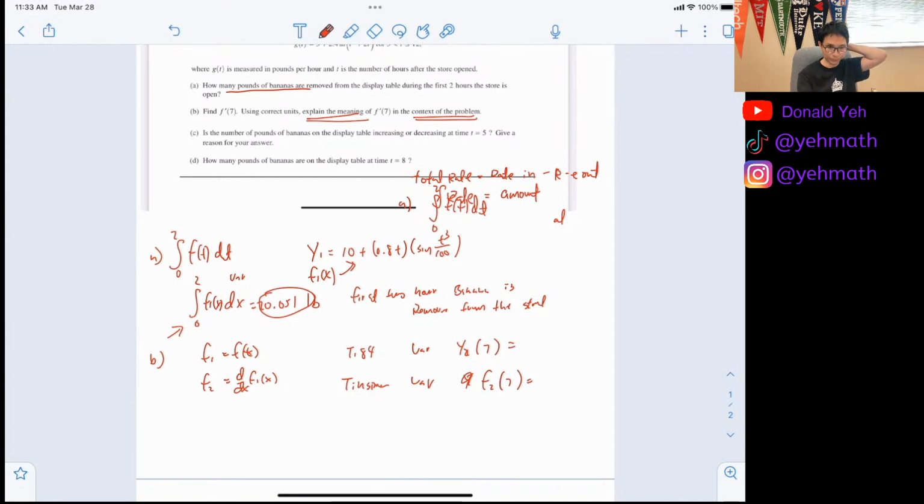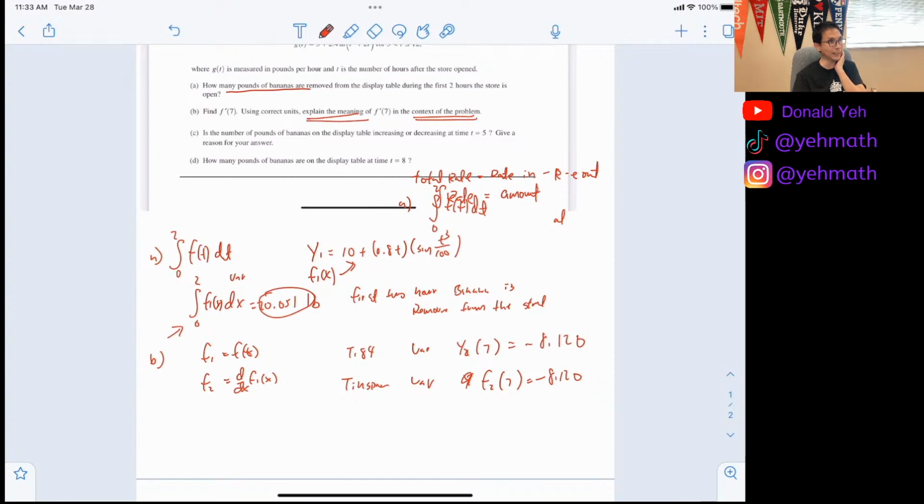You have negative 8.12. Three decimal places. So they both get negative 8.120. Is that okay? Does that make sense? Yeah. Now you have to explain the meaning.